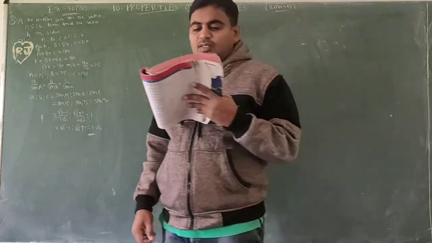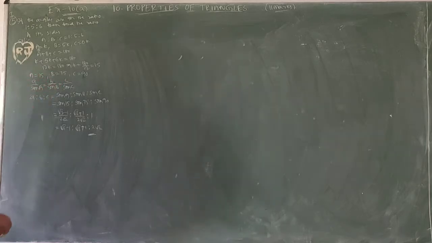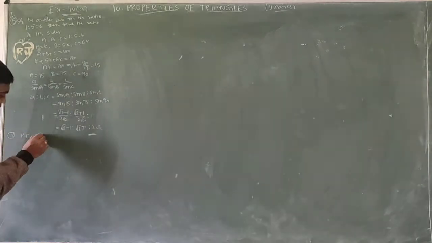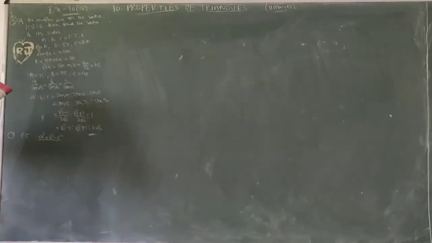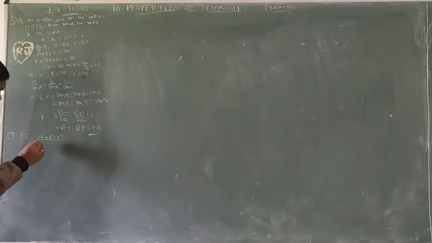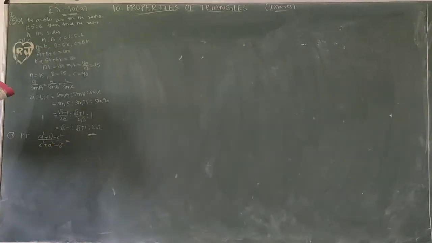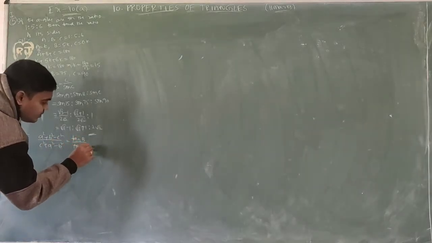Next, the seventh question. Sixth one is already completed. Seventh one. Prove that (a square plus b square minus c square) by (c square plus a square minus b square) equal to tan B by tan C.